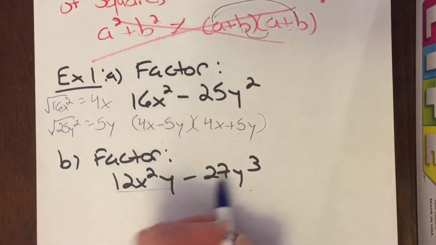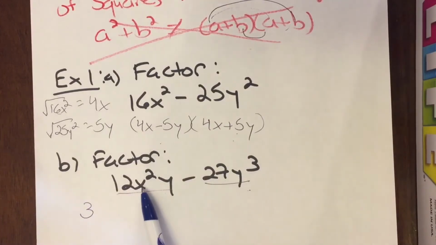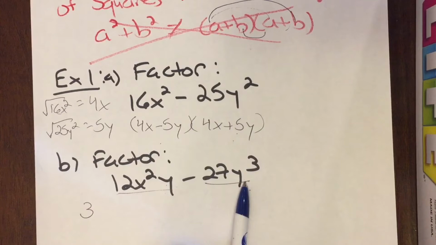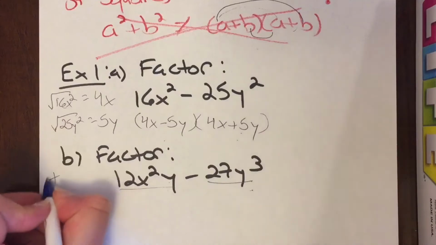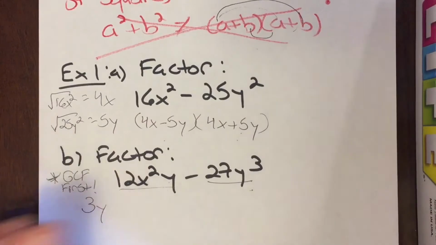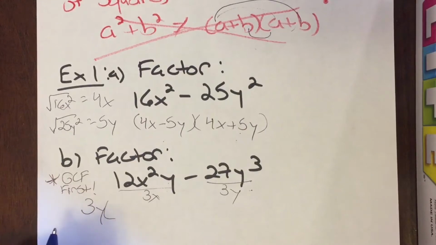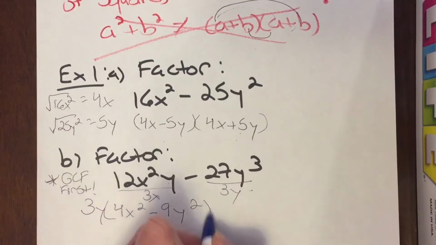So if I look at my two terms, I do have a GCF. For 12 and 27, the GCF is 3. And then if I look at variables, the x's, this one has an x, this doesn't. But when I look at the y's, this one has a y and this one has a y cubed. So I'm going to be able to factor out a 3y, a GCF of 3y, before I do anything else. So I'm just going to put a star there and say GCF first. I'm going to divide each of these by 3y, and that's going to leave me with 4x squared minus 9y squared.